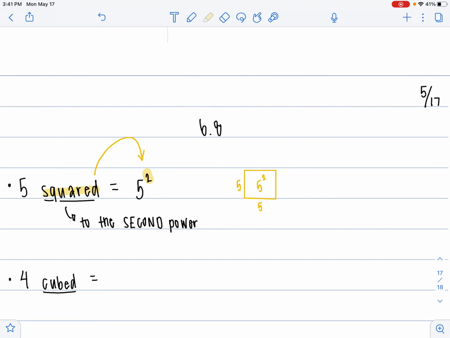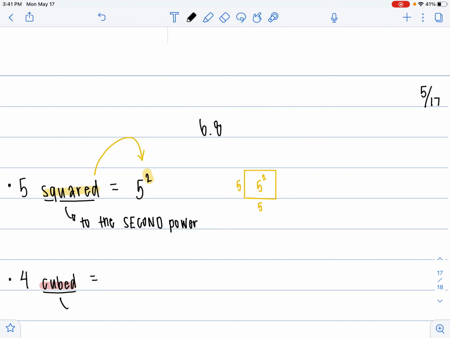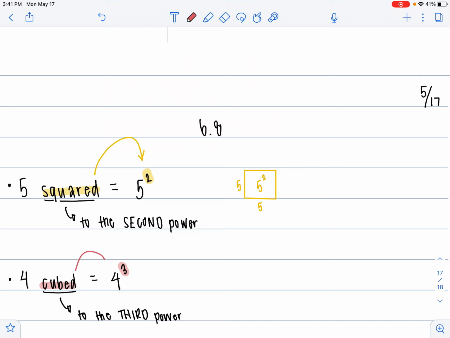Now, the other new vocab word is cubed. And that word cubed means to the third power. So, for example, 4 cubed is 4 to the third. Whenever you see cubed, you know you're working with the third power.